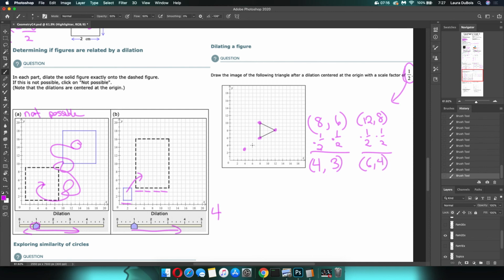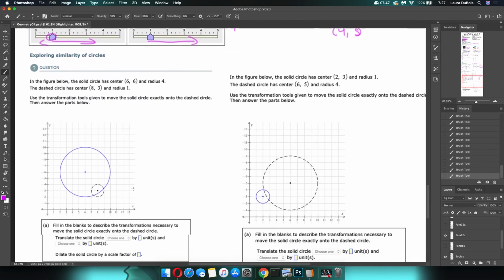And then our last one, what's this one? This is 8, 10. So 8, 10 times 1/2, we're going to get 4, 5. And you can kind of see, I mean, my drawing isn't perfect, but you can see that it's the exact same shape. We just made it a little bit smaller by always multiplying by your scale factor.